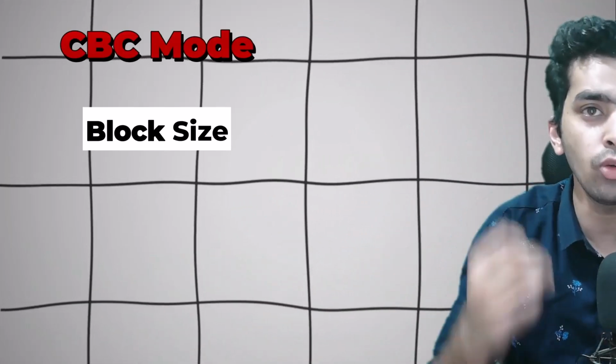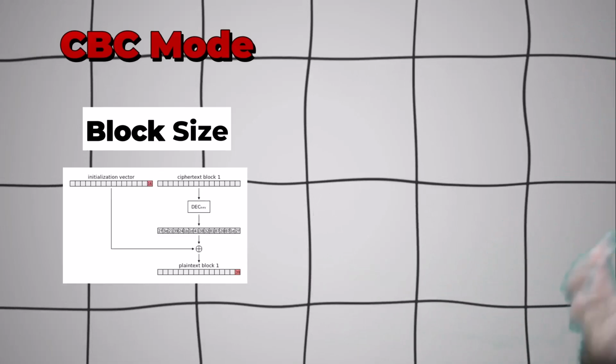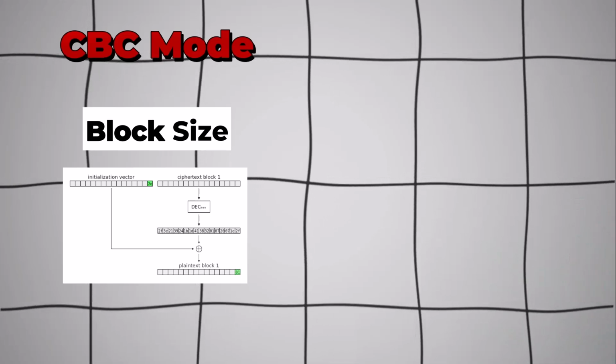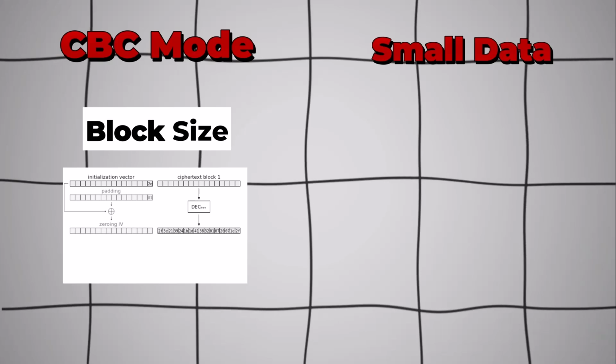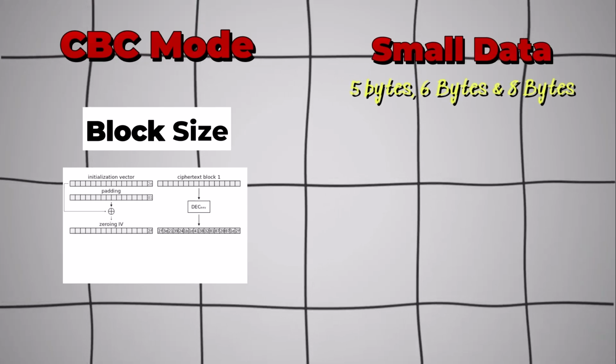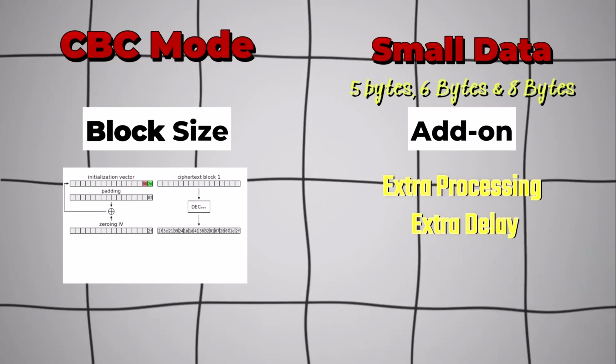And why not other AES modes for the secure communication of small and slow speed data? CBC mode works on the principle of block size, so it is unwantedly going to wait for the padding, or it is going to wait for the full 16 bytes of data before the encryption or decryption happens. Generally the small data can be 5 bytes, 6 bytes or 8 bytes, so it is going to add extra processing and extra delay.